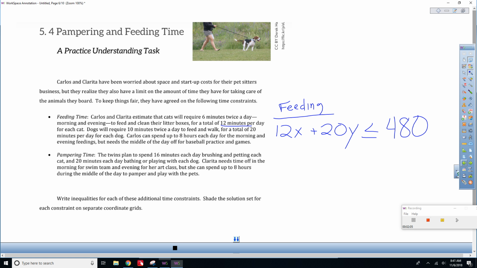Now, we also have some pampering constraints. So you got to brush them and pet them and treat them right. 16 minutes per day per cat and 20 minutes per day per dog. And that also is an 8-hour max.